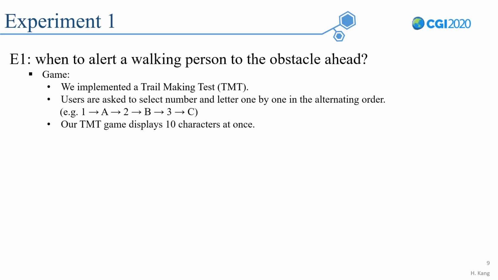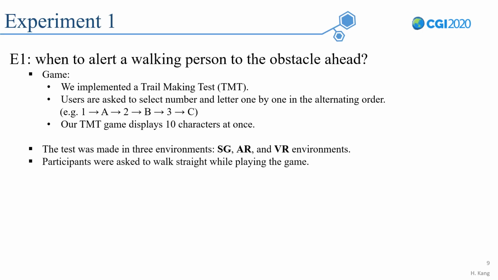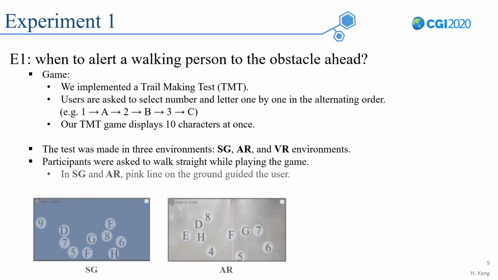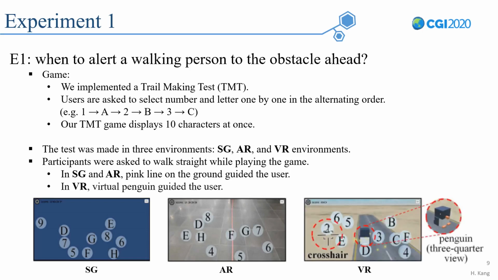It displays a set of numbers and letters and then asks the user to select them one by one in the alternating order of numbers and letters. The test was made in 3 environments. As in the preliminary test, we tested in SG, AR, and VR environments. Participants were asked to walk straight while playing the game. In SG and AR, a pink line on the ground guided the user. In VR, a virtual penguin guided the user.